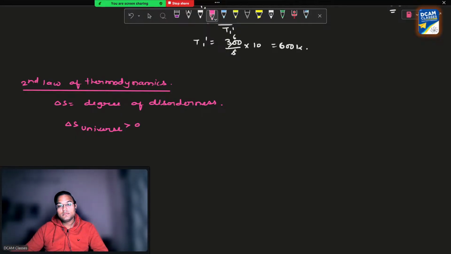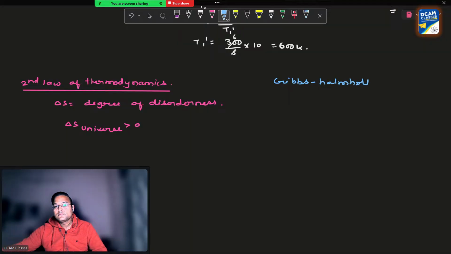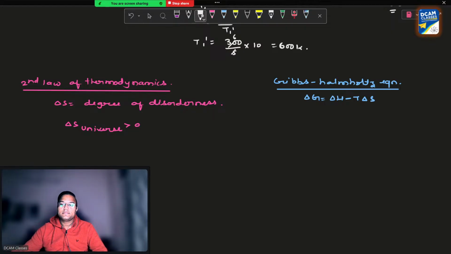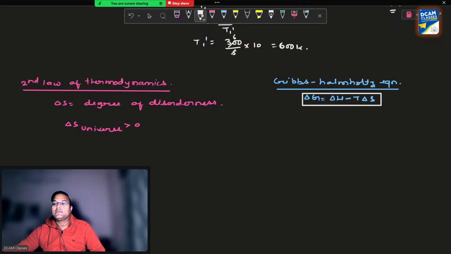Now there is an equation that you will be using sometimes. Gibbs-Helmholtz equation it is known as. That relates delta G is equal to delta H minus T delta S. Delta G is Gibbs function that you will be learning in chemistry. Delta H is enthalpy, again a chemistry term. Delta S is the entropy. Just to make you familiar, I have given this equation.